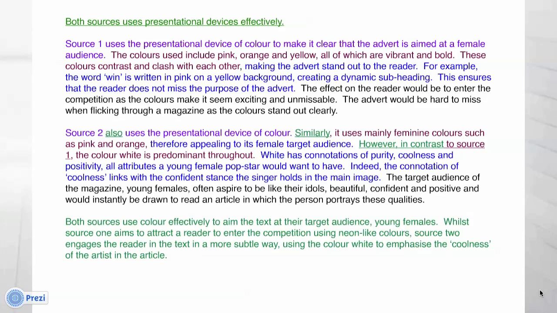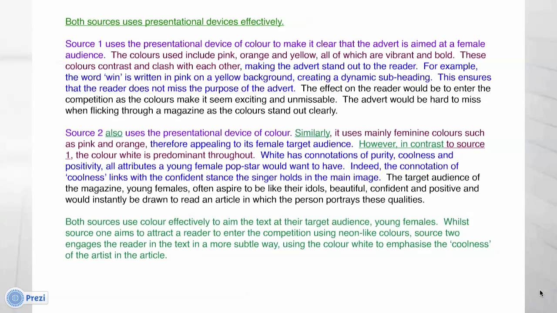So that's my purpose there in blue. The effect on the reader would be to enter the competition as the colours make it seem exciting and unmissable. The advert would be hard to miss when flicking through a magazine as the colours stand out clearly. Okay, so that's my first paragraph on source 1. Okay, then I come on to source 2.